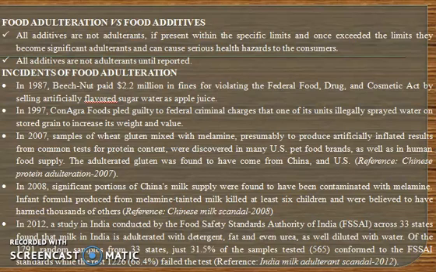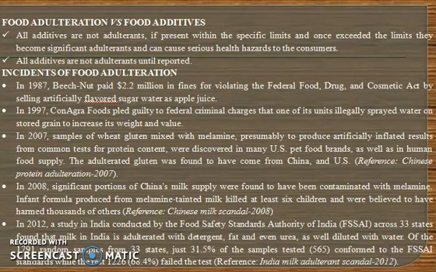Yes, I was telling about food adulteration issues in various countries. In 1987, Beech-Nut paid 2.2 million in fines for violating the Food, Drug and Cosmetic Act by selling artificially flavored sugar water as apple juice. In 1997, Conagra Foods pleaded guilty to federal criminal charges that one unit illegally sprayed water on stored grain to increase its weight and value. So this institution also faced criminal charges.